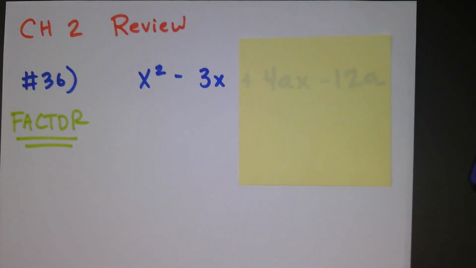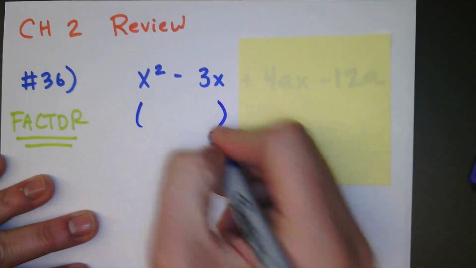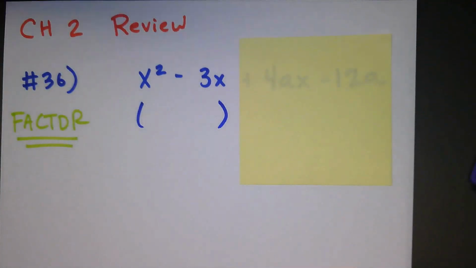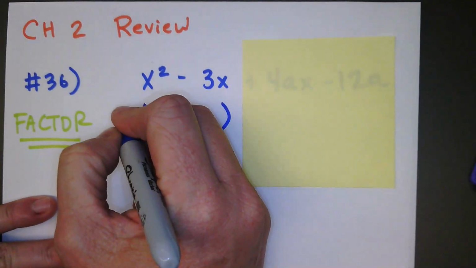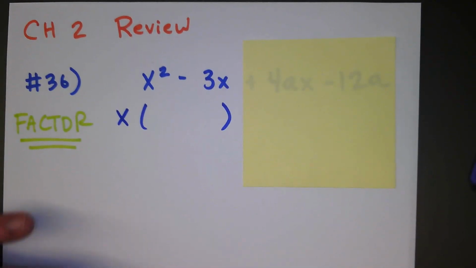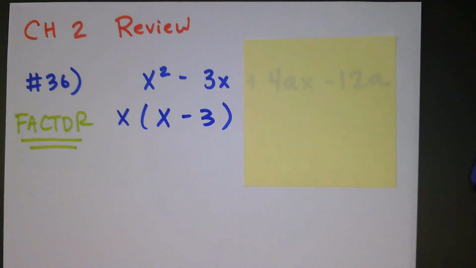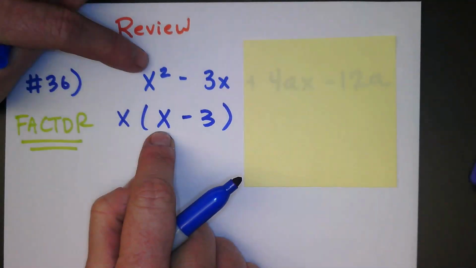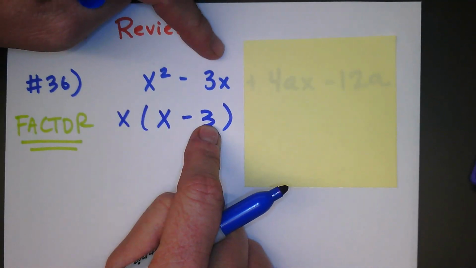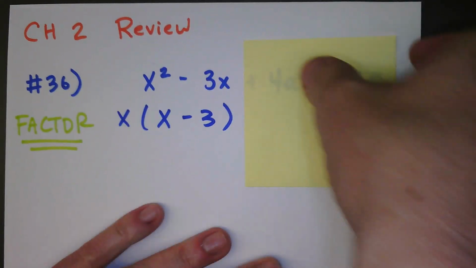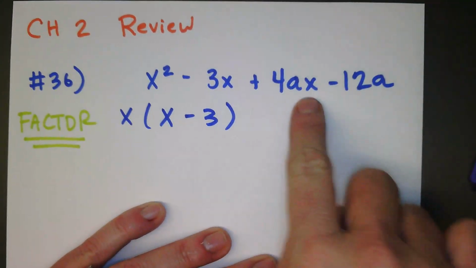So what I'm going to do here is look to factor out the common term in x squared minus 3x. What do they both have? Well, there's definitely an x that goes into both of those terms. So that's going to leave behind an x minus 3, right? And I can check that with distributing back. X times x is x squared. X times minus 3 is minus 3x. So that's working. Now I start looking at my second 2 terms.